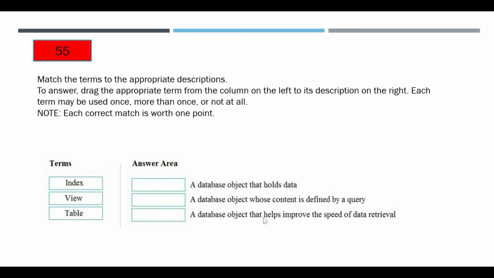And then a database object that helps improve the speed of data retrieval. That is always indexes. An index is similar to the index of your book. If you want to go to a particular topic, you just see the page number in the index. And if you are using a Word document, if you just click the line in the index, it will take you to that page number and topic, and it is very easy to search the data. So your speed of retrieval becomes faster. So this is our answer.